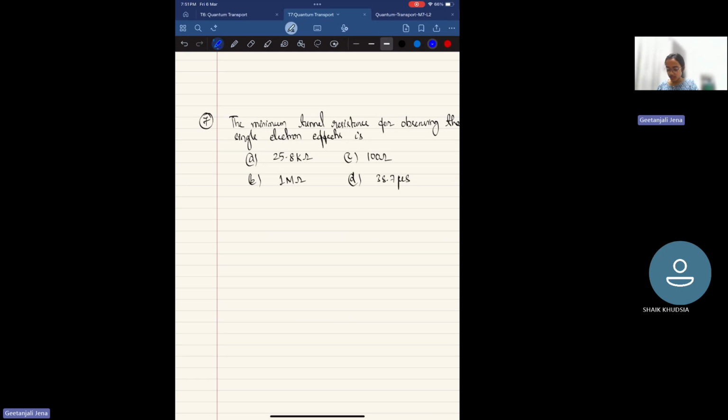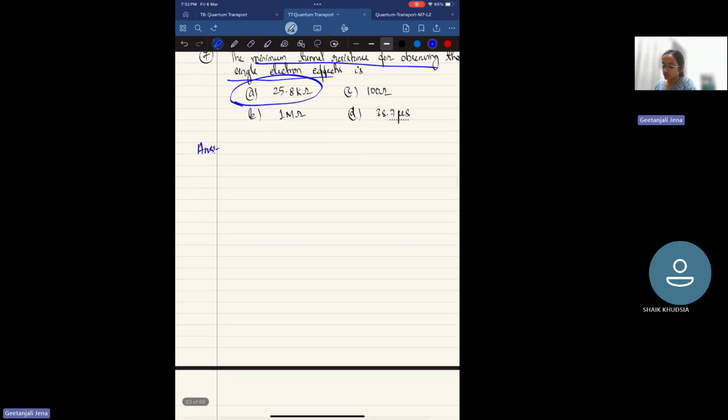Question number 7. I think you will be able to find out the answer. It says, what is the minimum tunnel resistance for observing the single electron effect? What is the minimum resistance required? Yes, option A, which is h by e square.